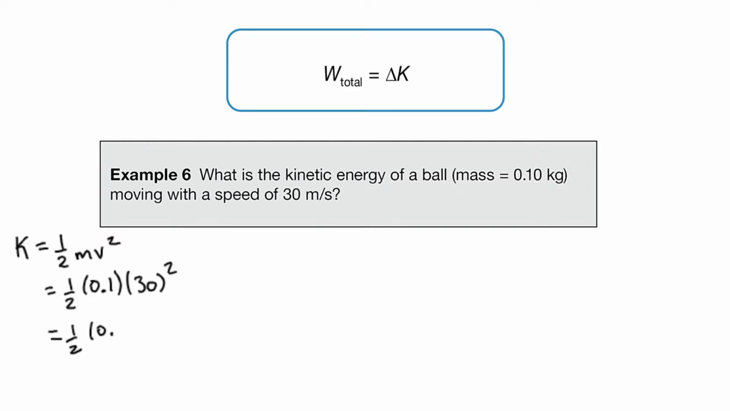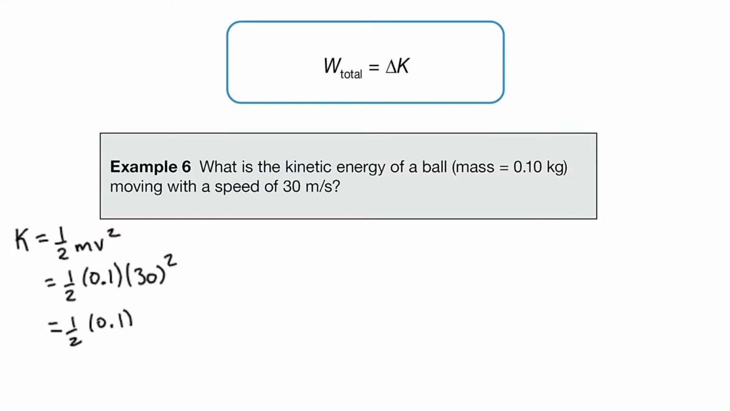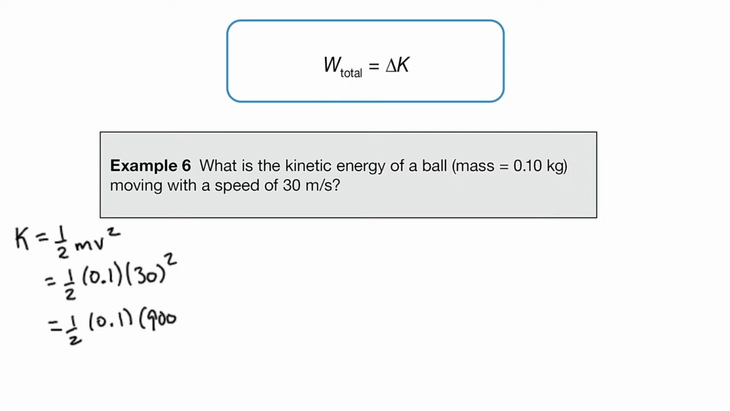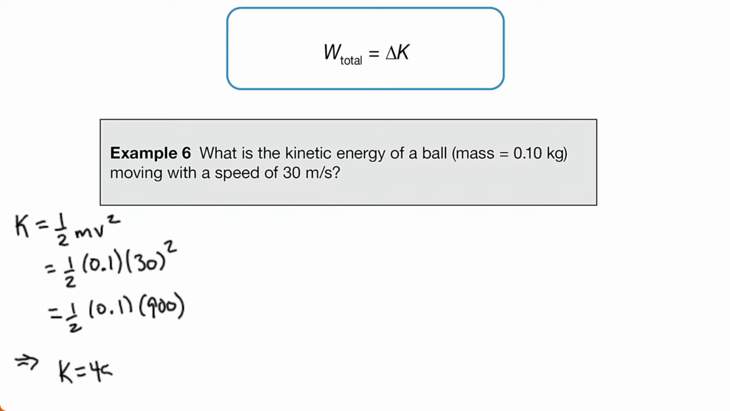Again, there's a calculator on the test, right? But thinking about this in mental math, 30 squared would get us 900. 0.1 is a tenth. 900 divided by 10 gets us 90. And cutting that in half would find 45 joules of kinetic energy. So straightforward plug and chug, but let's take the question a step further.